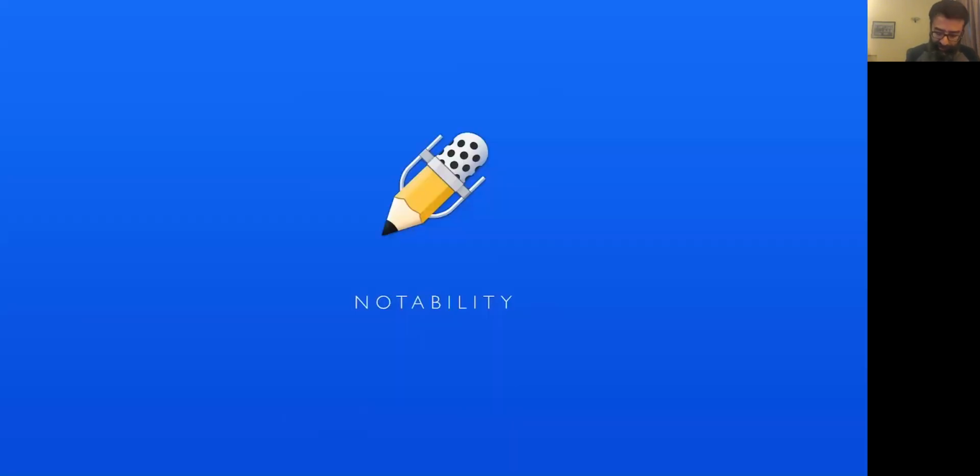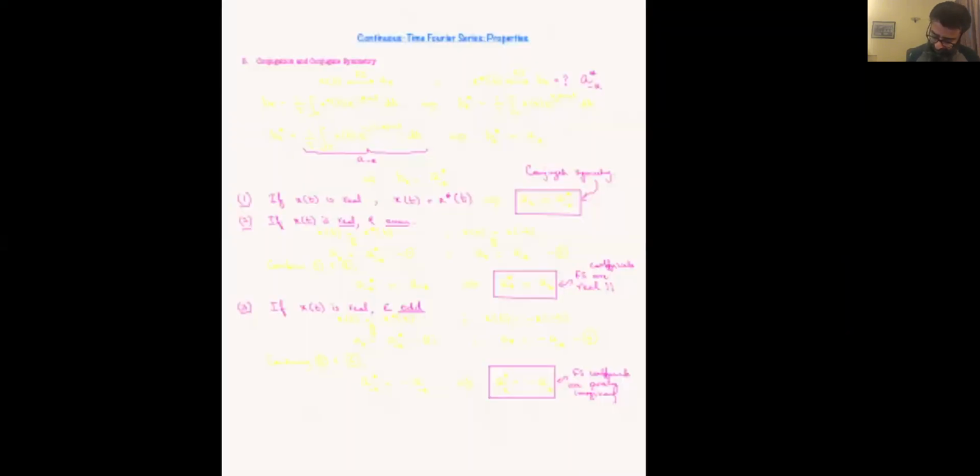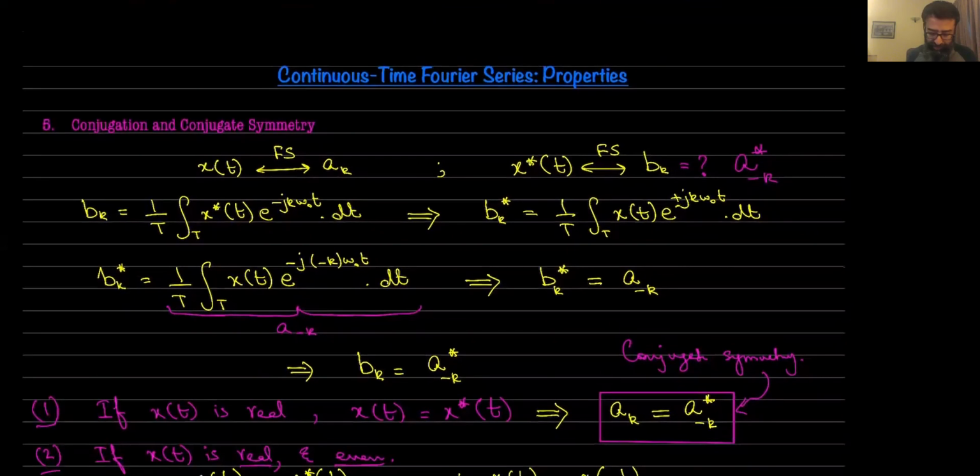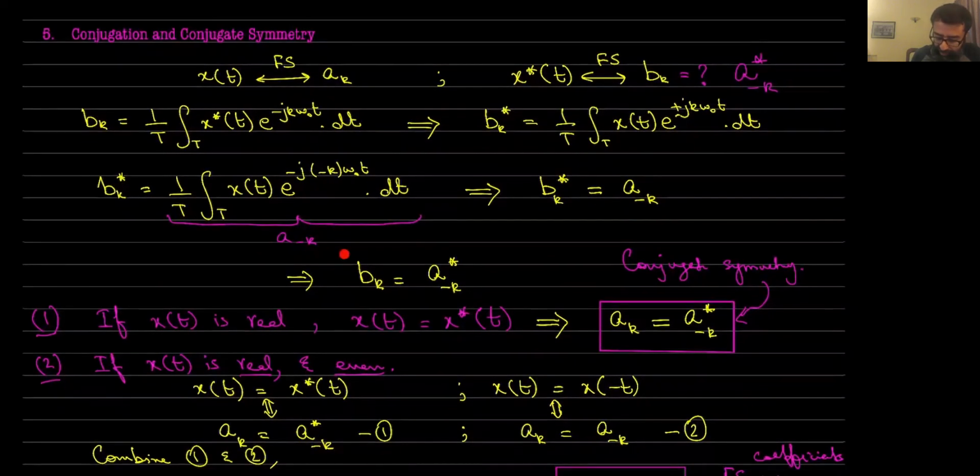Okay. And then finally, this was the last module on conjugation and conjugate symmetry. Okay, so if x of t has Fourier series coefficients a sub k, what are the Fourier series coefficients for x conjugate of t? We go through this exercise of the proof, okay, and we observe that b sub k equals a of minus k conjugate. This is the conclusion: b of k is equal to a of minus k conjugate, right?